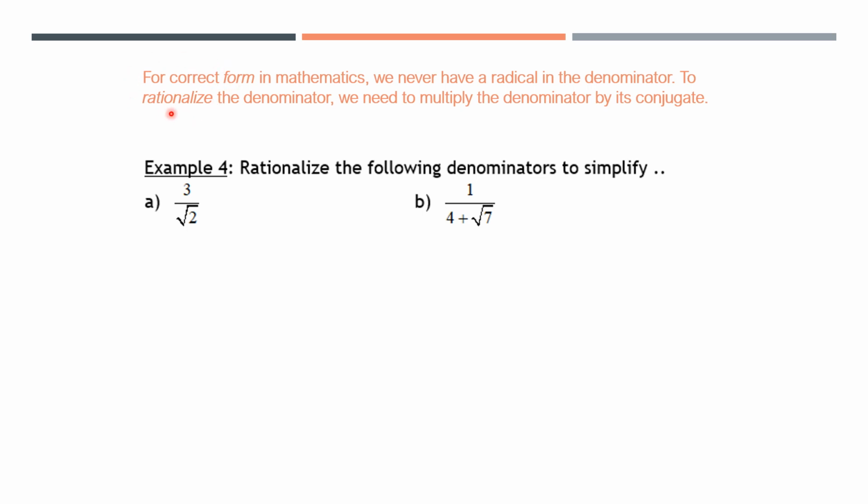Rationalize the denominator. The square root of 2 is an irrational number. It's like pi. It's a real number. It's part of the real number system we know, but it's irrational, which means it's a non-terminating, non-repeating decimal. So the square root of 2 is irrational, and we're not allowed to have a radical in the denominator or an irrational term. So what we have to do is get rid of it.